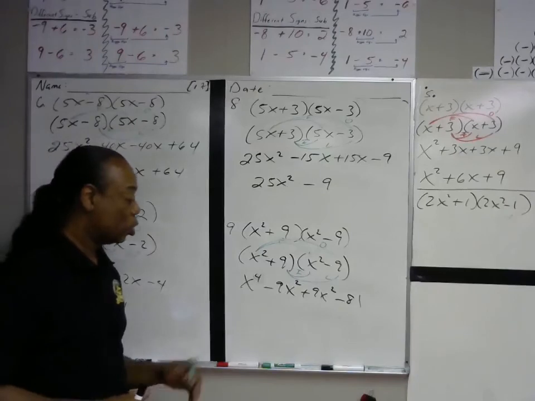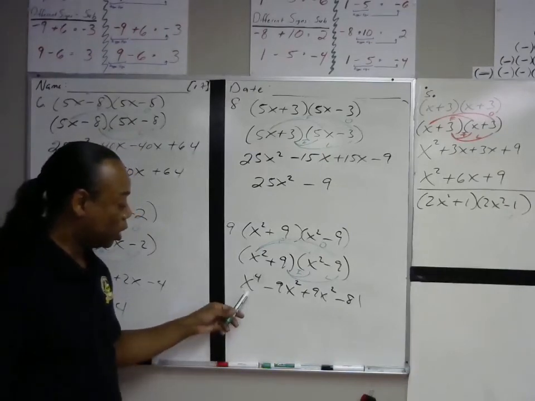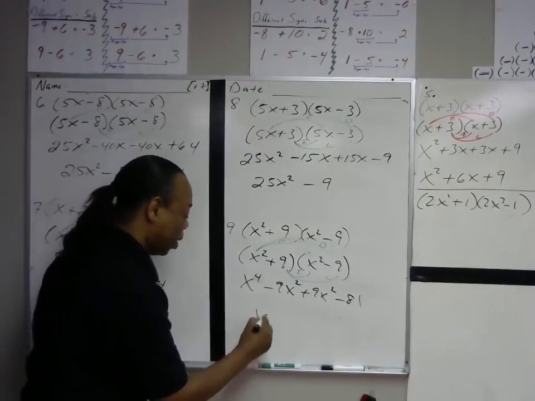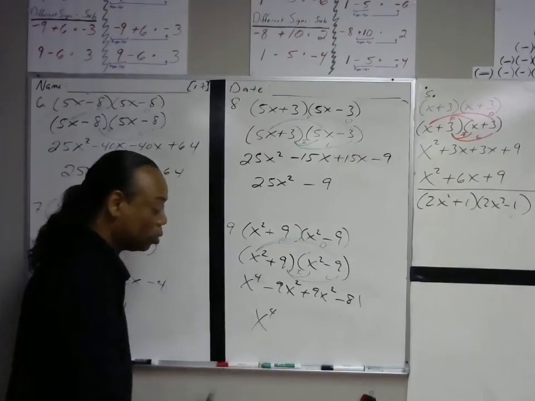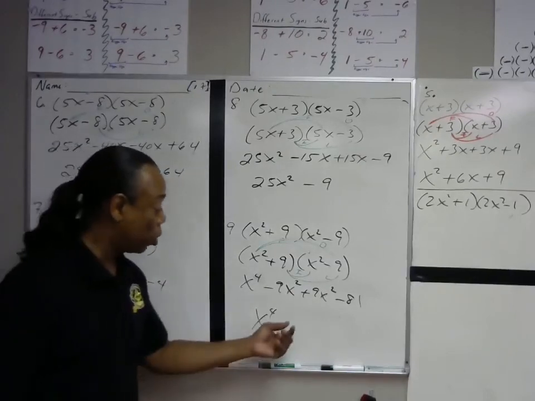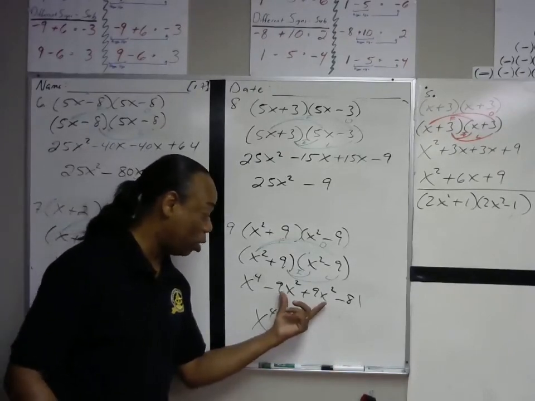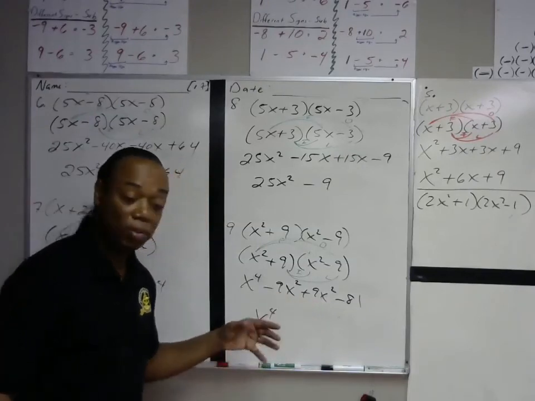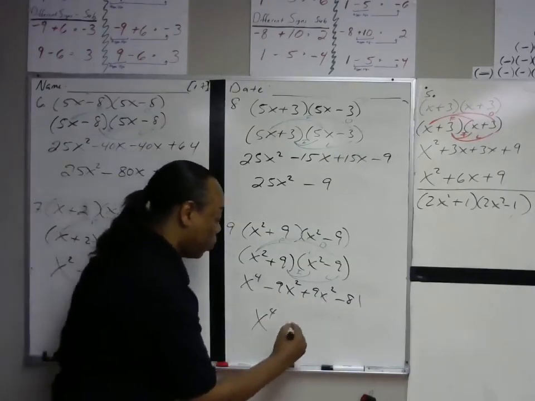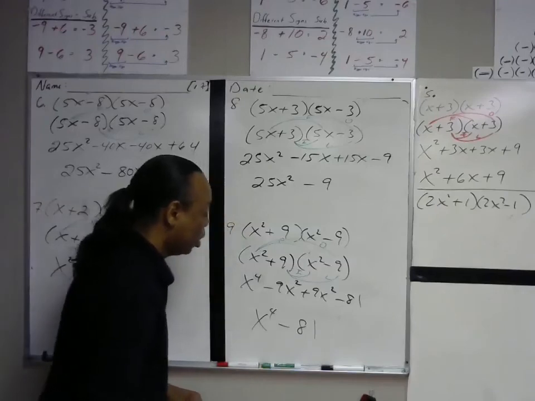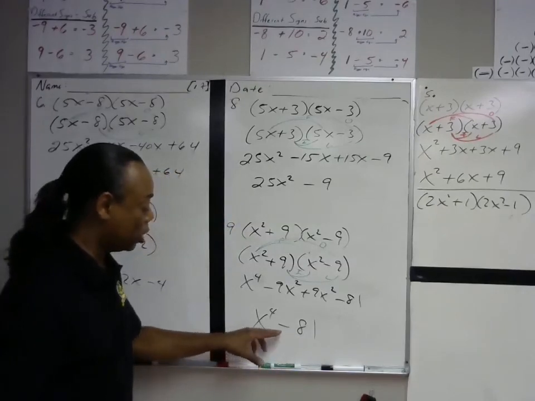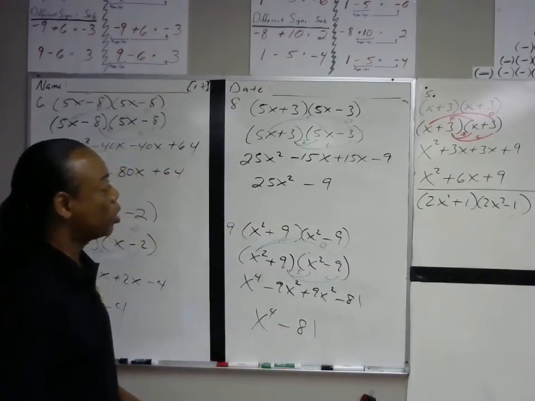Okay. So let's collect like terms. The x to the fourth doesn't have anybody to collect with. It's kind of lonely, just sitting out there. The x squared terms do collect. We have a negative 9x squared and a positive 9x squared. They cancel, and we're left with the negative 81. Again, this would be the difference of two squares.